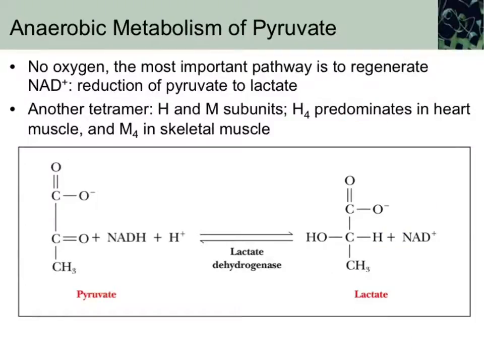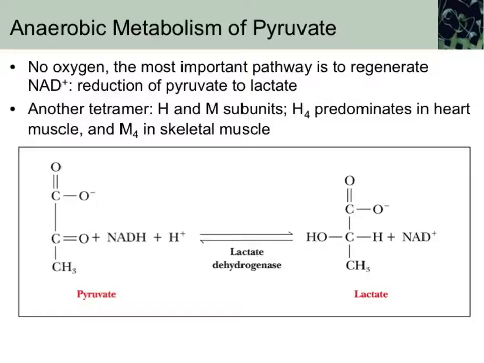The next part is anaerobic metabolism of pyruvate. Once we've gone through and produced pyruvate, what happens if we don't have oxygen? Because if we have oxygen, this is now the Krebs cycle, which is the next chapter. So what they're going to focus on here real quickly is, okay, we don't have oxygen, what happens? Well, we end up converting that into lactate or lactic acid.